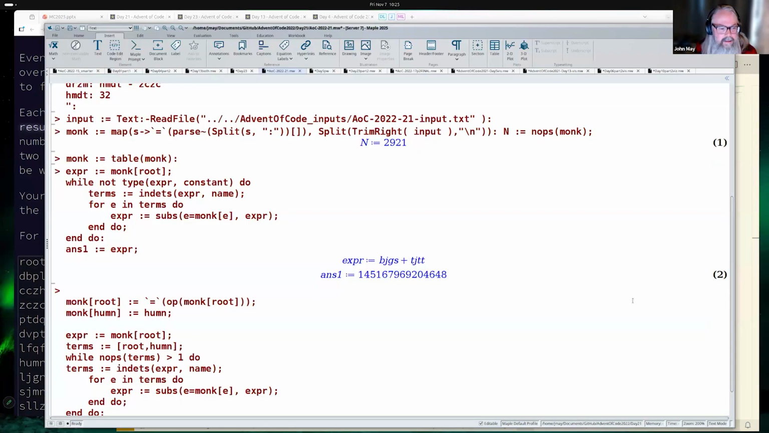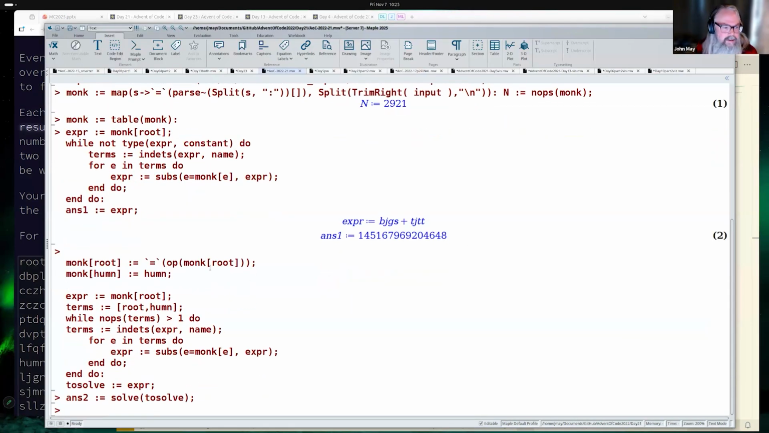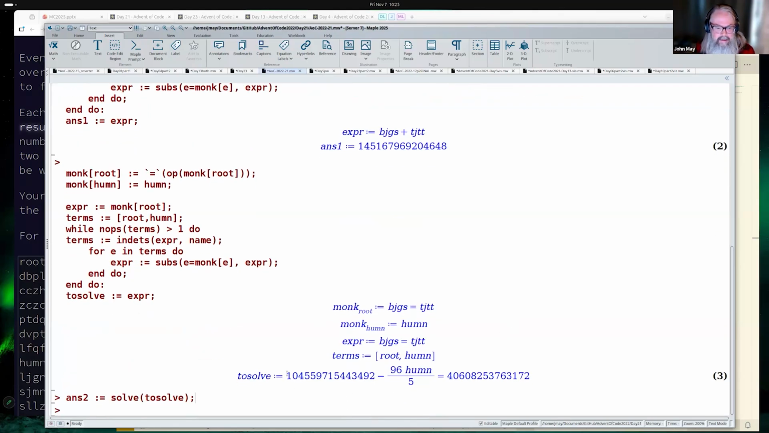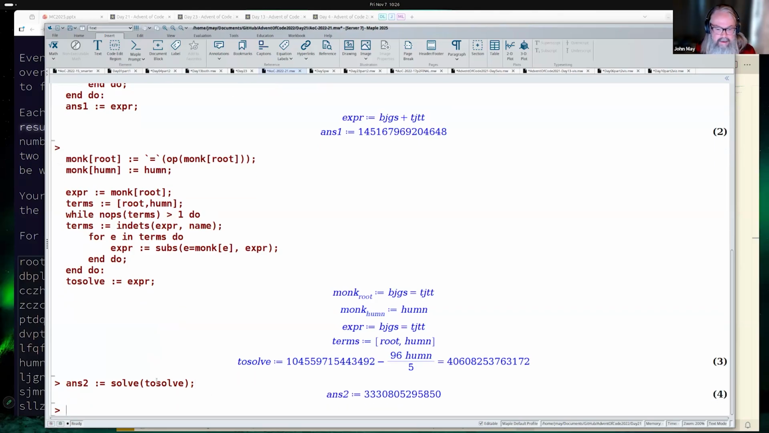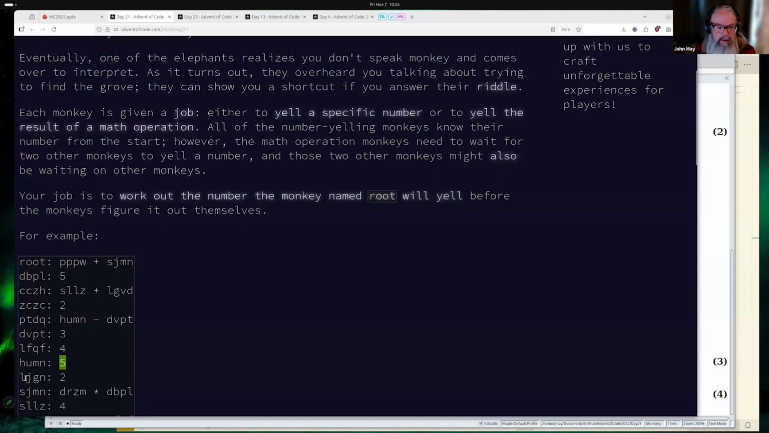So now that's a lot harder, but what I'm going to do is take that root node, and instead of making it a plus, I'm going to turn it into an equal sign. I'm going to take the node that the monkey named human, and turn it into a symbol. And then I'm just going to run that same simplification. And now the root node is a very simple linear equation, which I will solve. And that is the answer to the equation.